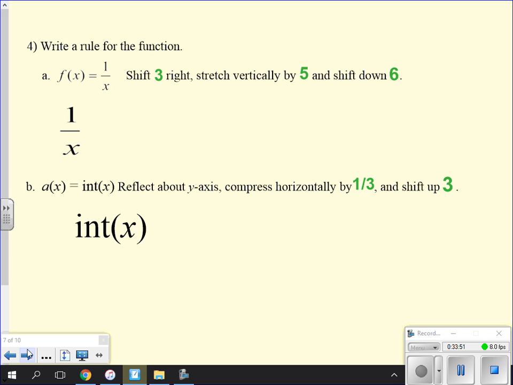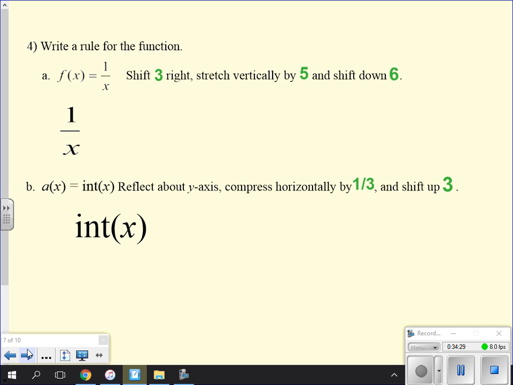So here's what you need to do. We have the parent function of 1 over x. I want to take that parent function and move it 3 units to the right. I want to stretch it vertically by 5, make it skinnier. It's not exactly a parabola, but it's the same idea. And I want to make it go down 6 units. So, first thing I always concern myself with is my shifts.